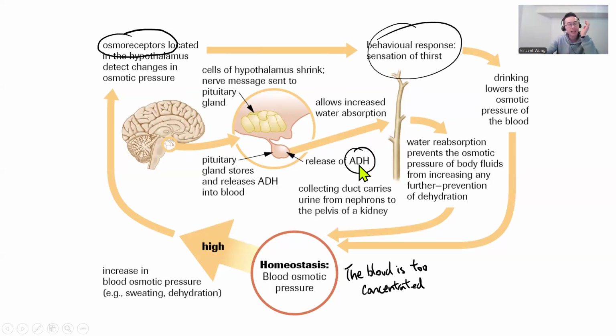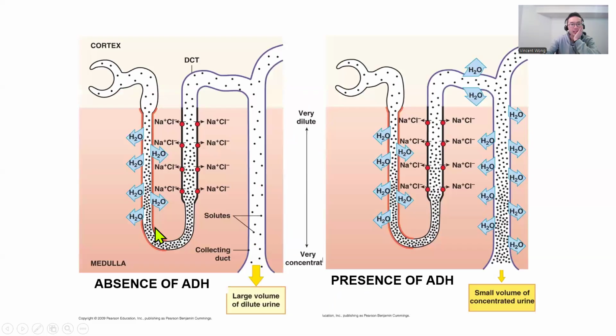And what does ADH do? Okay, you can read this stuff, but showing you a diagram is probably easier. This is the nephron again, and you can see the dots, like how close they are, represent the concentration. So at the beginning of today's lesson, we learned that the osmolarity of the filtrate increases as we go down the loop of Henle. Right? You can see the dots get closer and closer together because we're absorbing water, right?